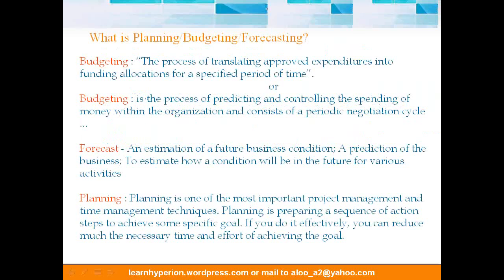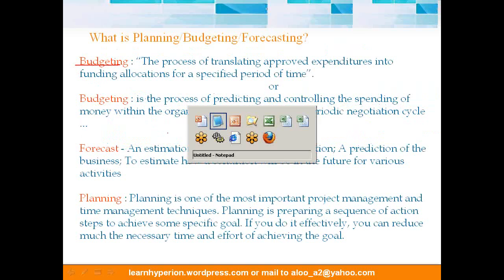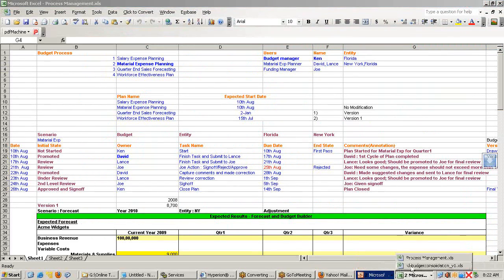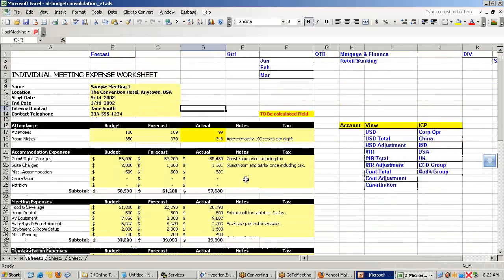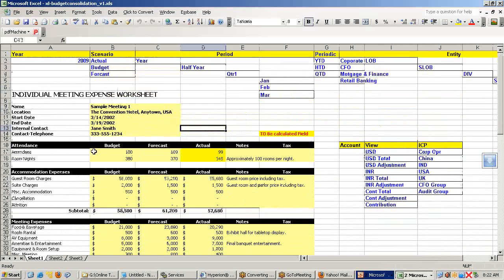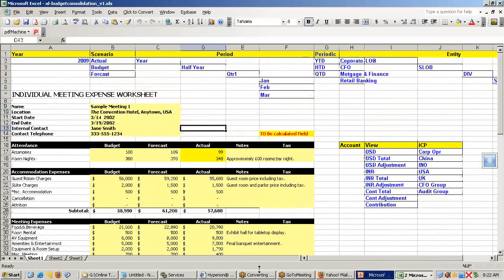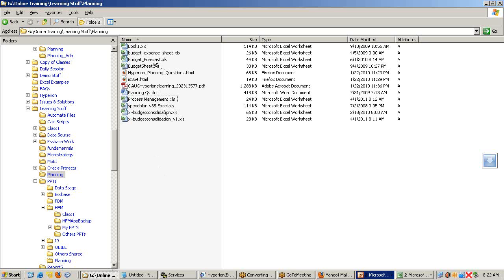Now let's see the different terms being used, what budget and planning mean. I'm going to show you an Excel sheet which will assist you in learning and understanding planning and budgeting. I frequently use this Excel sheet. It is a simple, pretty easy Excel sheet that talks about various kinds of expenses. Let me open another one also.